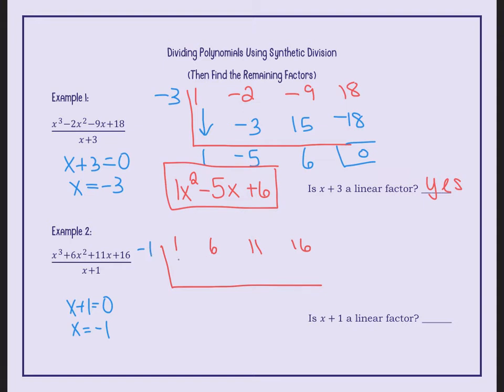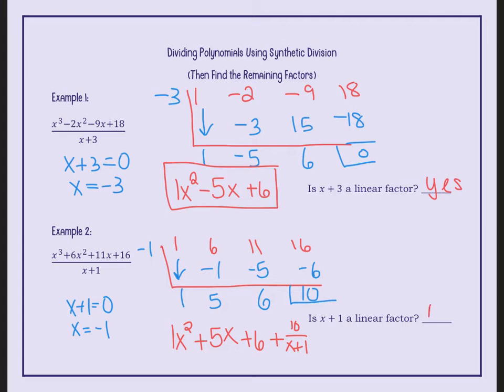Always bring down your first number, multiply with the number on the outside, and add. Repeat this pattern. Add those together, and if you have a number, that is your remainder. So your final answer is going to be 1x squared plus 5x plus 6 plus 10 over x plus 1. Is it a linear factor? No, because there is a remainder.